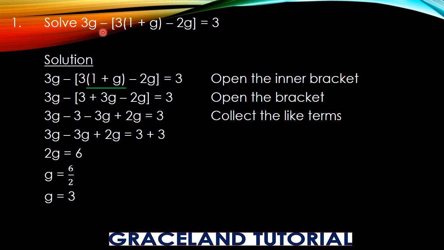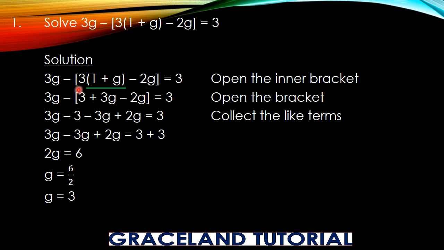Solve 3g minus 3 into (1 plus g) minus 2g, which is equal to 3. From the question, we have the big bracket, which is the outside bracket, and we also have the inner bracket. Now, open the inner bracket first. 3g minus, multiply 3 by 1, that is going to be 3. 3 times g will be plus 3g, minus 2g, which is equal to 3.